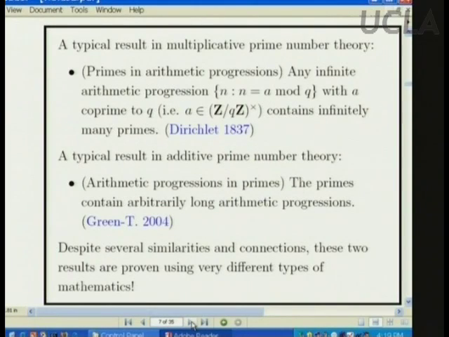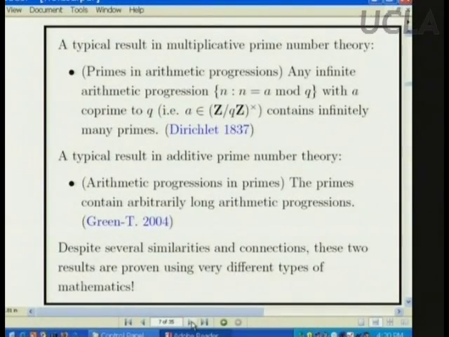So the result of Dirichlet is that if you take an infinite arithmetic progression, in other words, a residue class, you take some modulus q and some number a. For example, q could be 10 and a could be 3. And so what you're doing is you're taking all the numbers which, when you divide by q, give you a as a remainder. So all the numbers which when divided by 10 give you 3 as a remainder. In other words, all the numbers which end in 3. So that's an infinite arithmetic progression, 3, 13, 23, 33, 43. Some of these numbers are prime, some are not prime. Like 3 is prime, 13 is prime, but 33 is not prime.